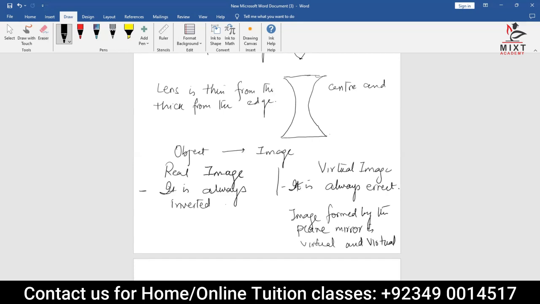The real images are formed by a convex lens, real image, except in one case. In one case, it gives an unreal, or you can say virtual image.